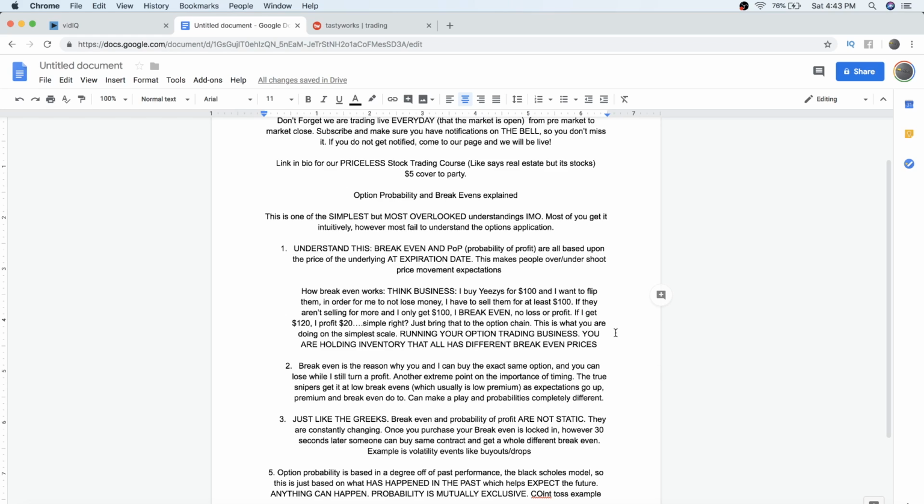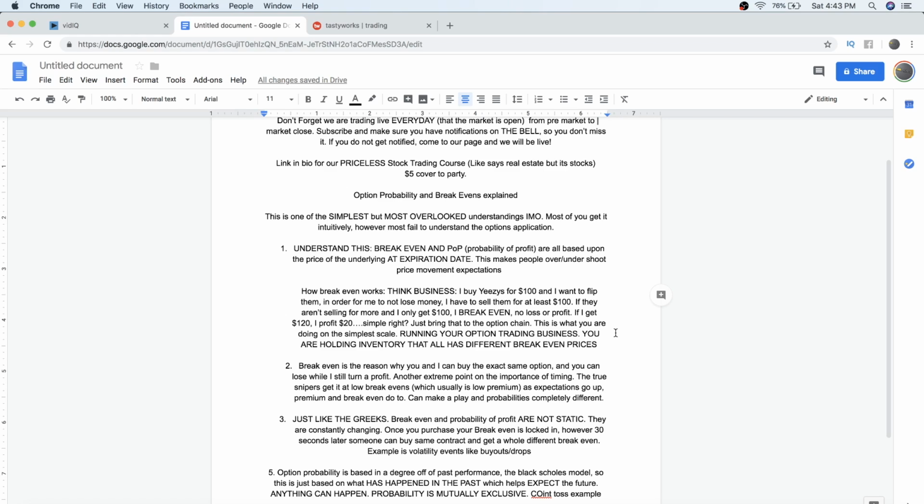So what I'm saying is bring break even back to the option chain. This is what you guys are doing on the simplest scale, but this is for all of you now. You are running an option trading business. You are literally holding inventory that has different break-even prices. You're buying stuff with certain break evens. Sell it. If you don't get back what you paid for the item, that's it.